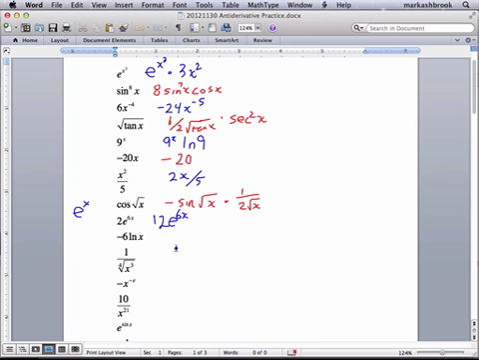Marcus, negative 6 ln of x. It was 1 over x? No, just 1 over x. And what happens to the negative 6? Negative 6 times 1 over x. Negative 6 over x. All right.